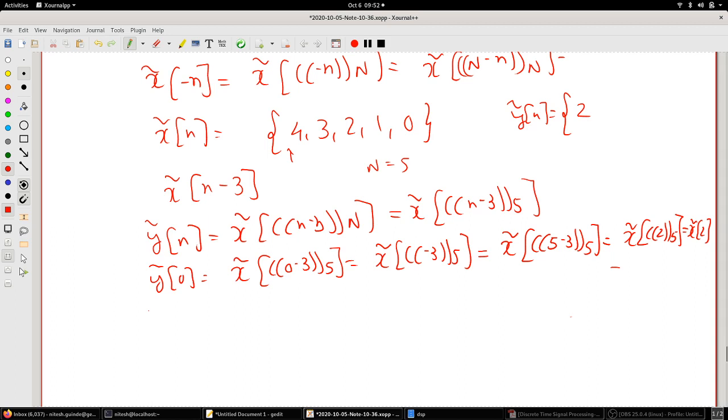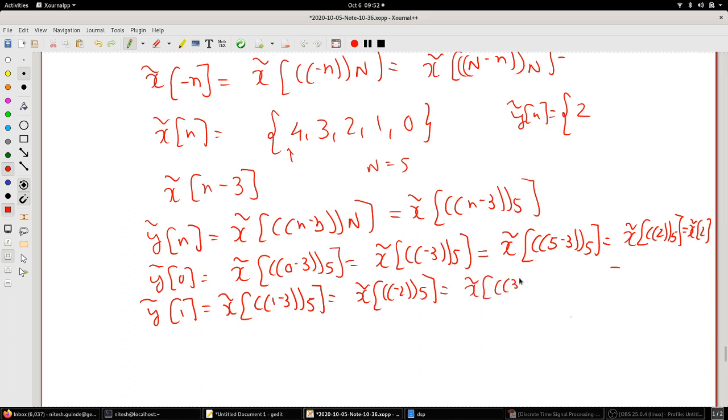y tilde of 1 is equal to x tilde of 1 minus 3 mod 5. So that is equal to x tilde of minus 2 mod 5, which is 5 minus 2, which is 3, which is x tilde of 3 mod 5, which is x tilde of 3.